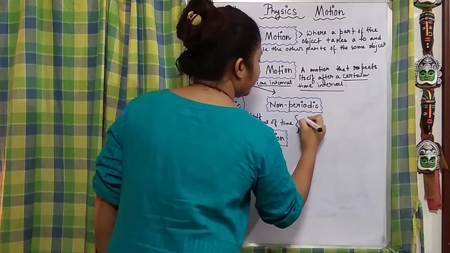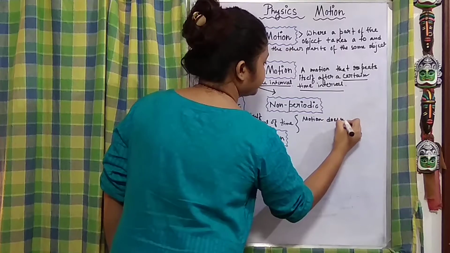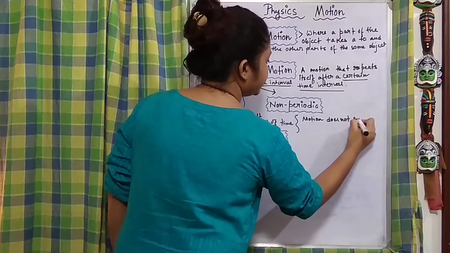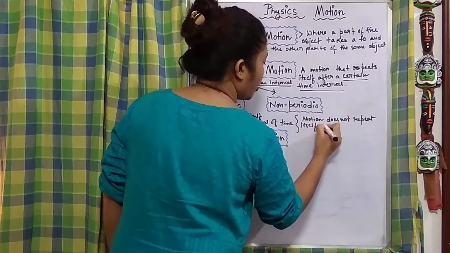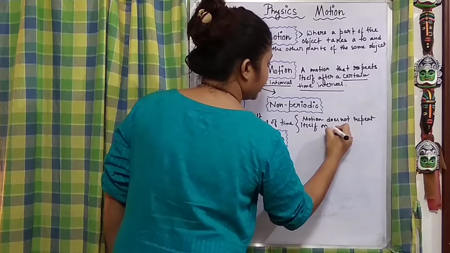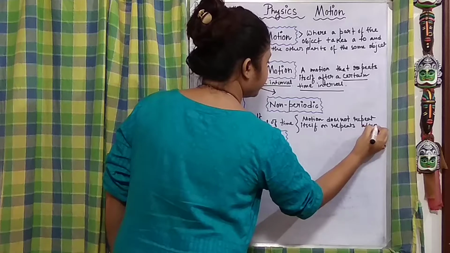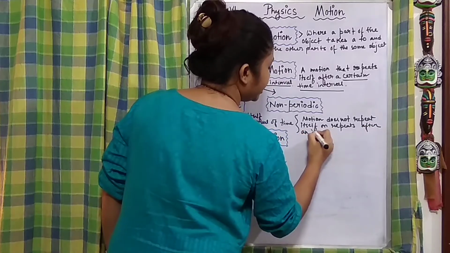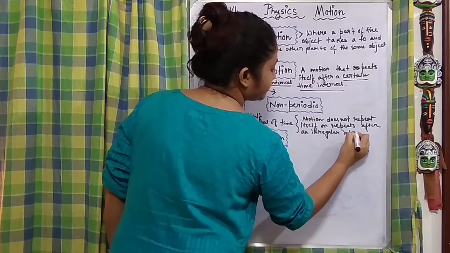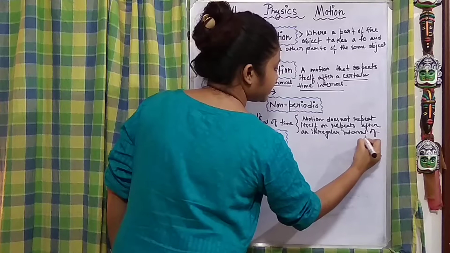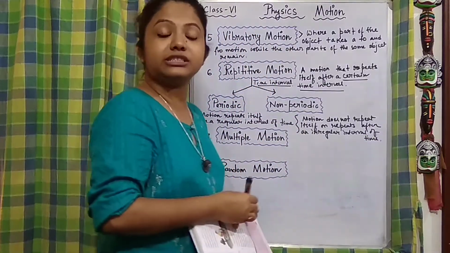While what can we say about non-periodic motion? Exact opposite. When the motion does not repeat itself, or repeats after an irregular interval, we can find this kind of motion.